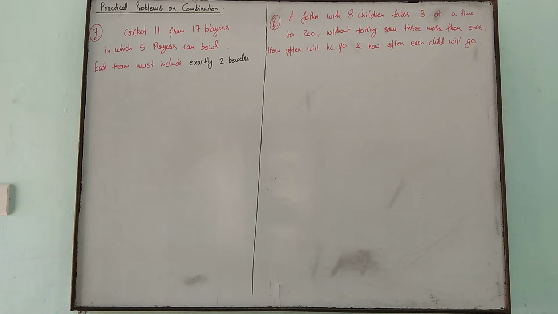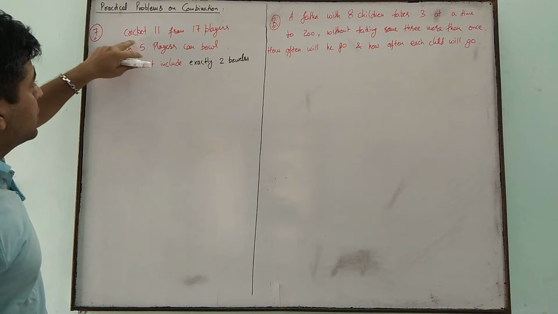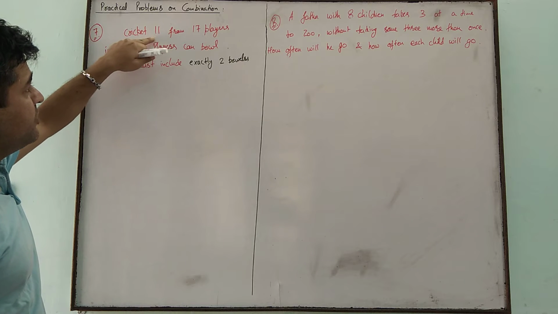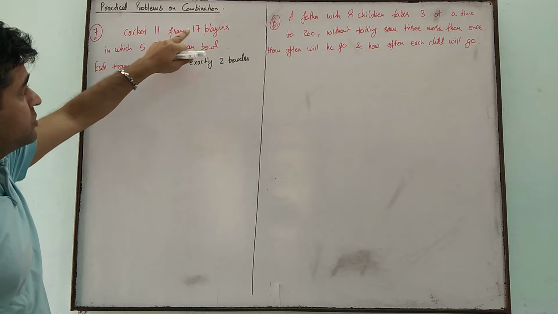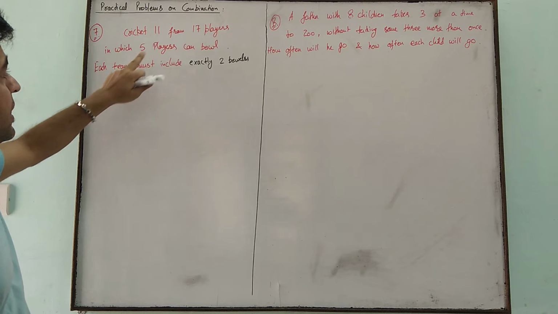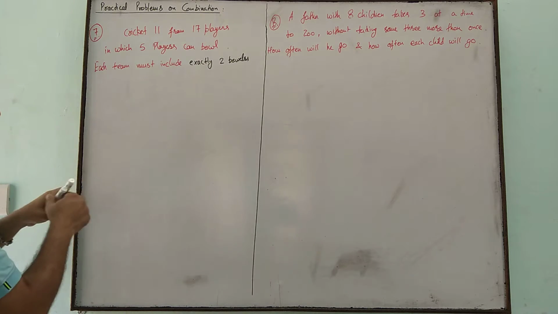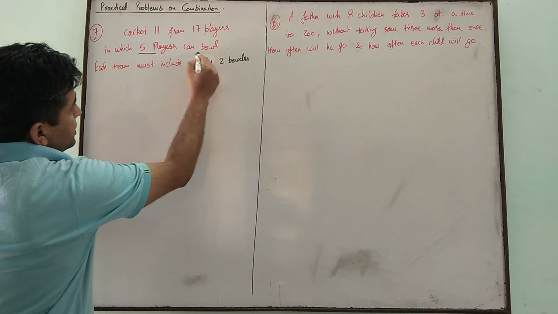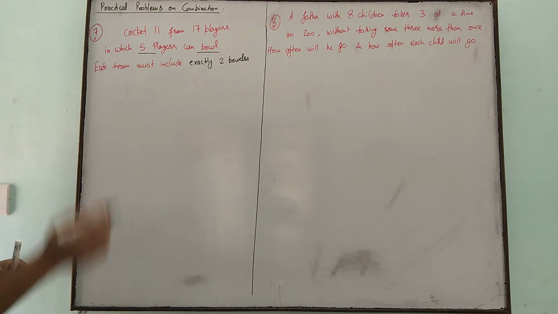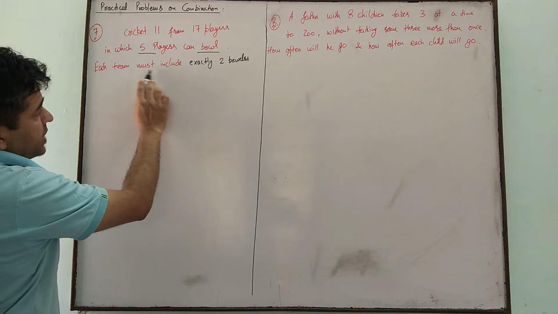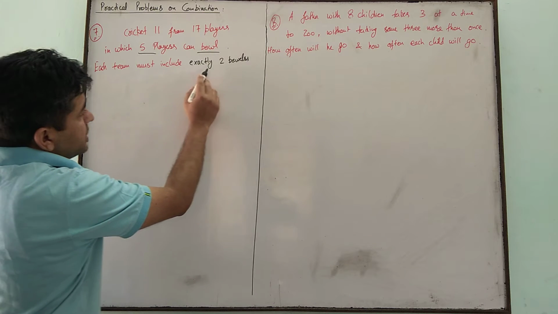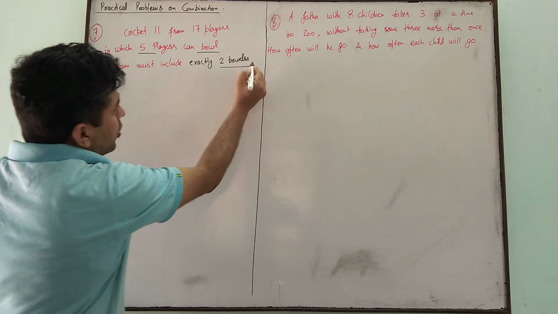Okay, we have a question here. Question number 7. He said, cricket 11 players we have to select from 17 players. Out of 17, we have to select 11 in which 5 players can bowl. That is the condition that 5 bowlers are there. Now, in how many ways can we select it so that each team must include exactly 2 bowlers.